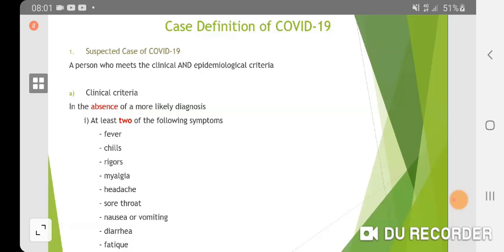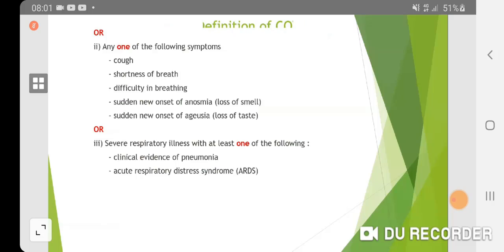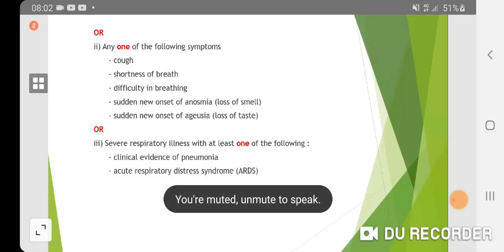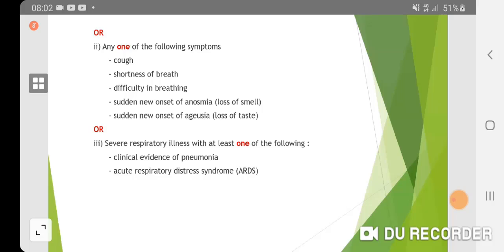These criteria should include at least 2 of the previous symptoms, or any of the following symptoms: cough, shortness of breath, difficulty in breathing, sudden new onset of anosmia, which is loss of smell, or sudden new onset of ageusia, which is loss of taste, or severe respiratory illness with at least one of the following, which is clinical evidence of pneumonia or ARDS, acute respiratory distress syndrome. This is the clinical criteria.